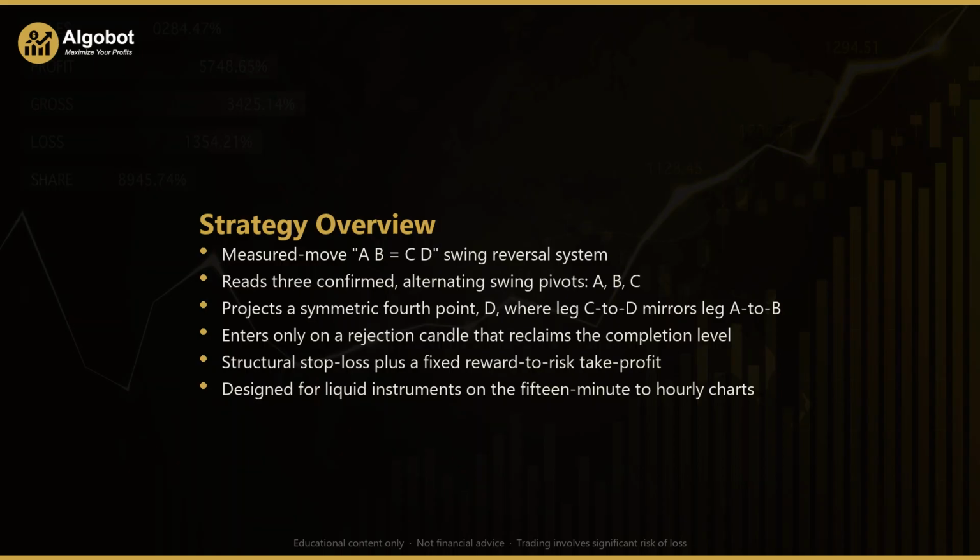It then waits. It does not act the moment price reaches the zone. Instead, it requires a bar that actually tags the zone and then closes back through the completion level as a rejection candle, confirming that the swing appears finished and price is turning. This approach is best suited to traders who prefer structure and patience over frequent signals. It naturally fits liquid, mean-reverting instruments such as major currency pairs or gold, typically on the 15-minute through hourly timeframes, though it runs on whatever timeframe you attach it to.